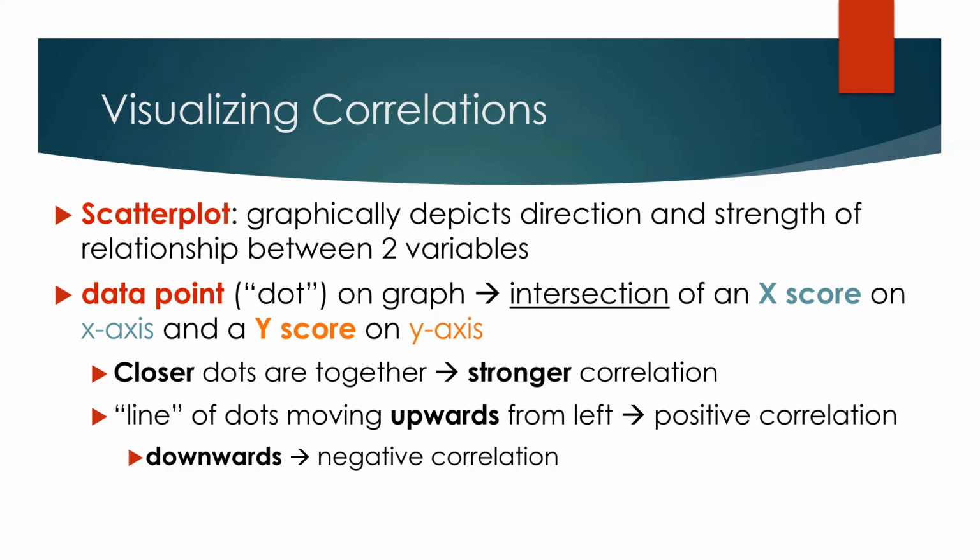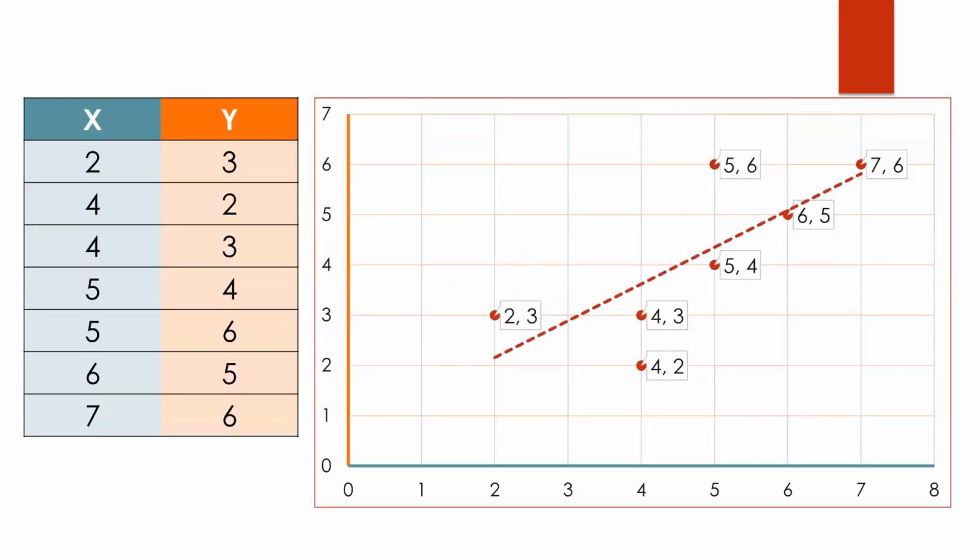So let's do some practice here so we can see how this works. Let's say that I have a set of 7 X scores and 7 Y scores that I've shown you here. And I've gone ahead and plotted them on the standard XY axis. So take the first pair. X is 2, Y is 3. So for the first dot, I go over twice on the X-axis, and I go up 3 on the Y-axis, and you get your first data point. And you can do the same thing with the rest of the pairs of data.